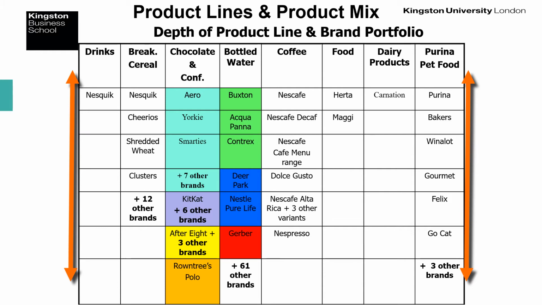Similarly, in bottled water, we have different product categories. If we just stick on the top one, there are 3 brands in the sort of premium product category: Buxton, Aquapanna and Contrex. But overall, Nestle has many bottled brands. So this enables us to look at how brands have been extended across product categories.